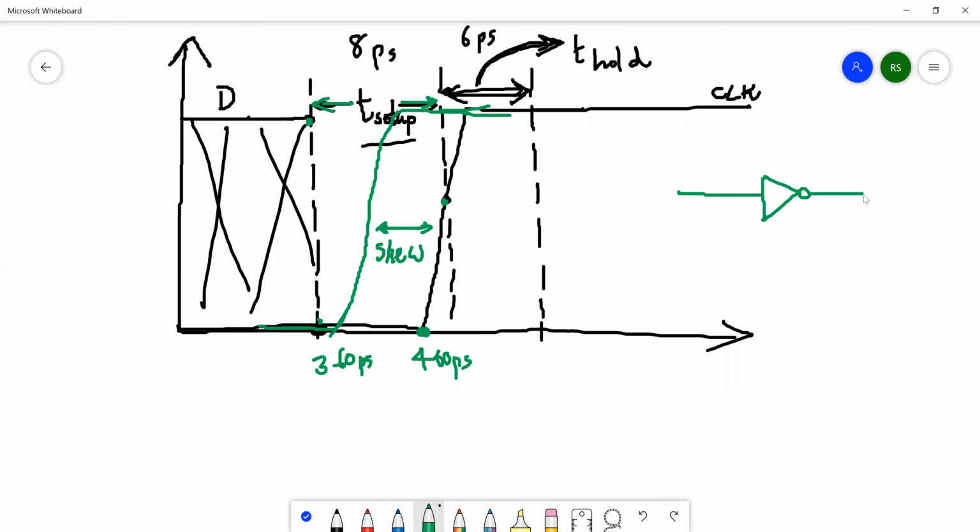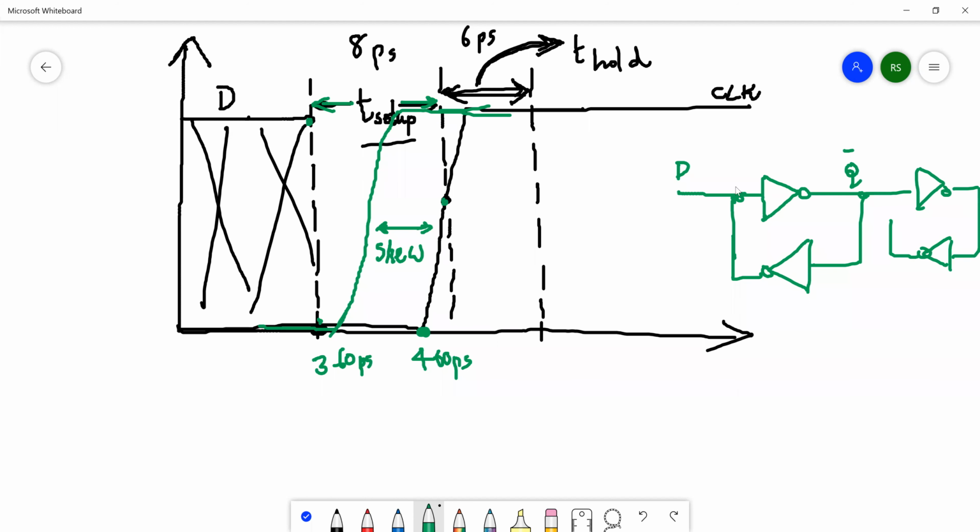If you remember, it's nothing but two back-to-back inverters, right? I'm not drawing the transmission gate, but there's a transmission gate also. After the arrival of the clock signal, this is D, this is Q bar, and then there'll be one more here, which becomes Q, etc. But you have to leave some amount of time for this to propagate and settle down at this value, and for that value to start circulating here.